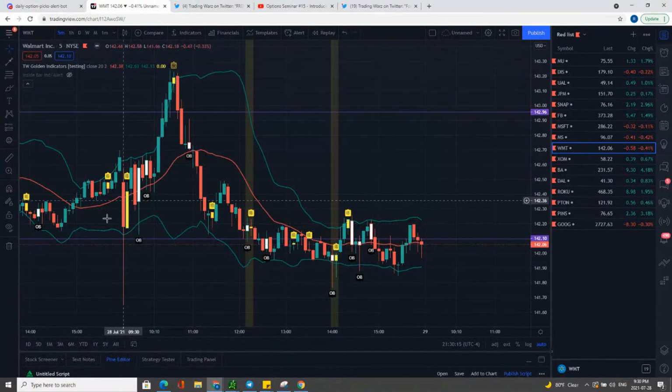But look at these plays in the morning. We have the fibs. We have the opening range breakout. We have the inside bars at the top of the range. We have the extensions. We have the outside bar. But then when we start coming into the afternoon, we're going to get chopped up.